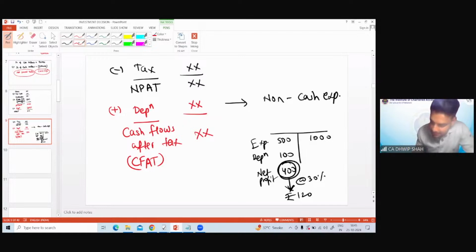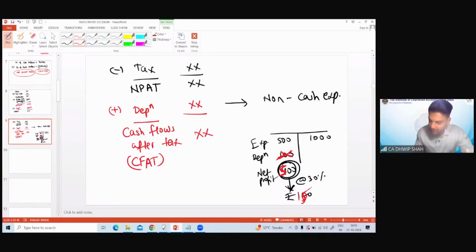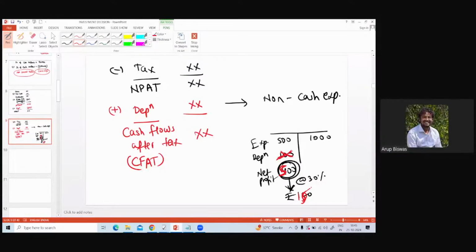Now, let's assume this 100 I don't have. There is no depreciation. So can I say my net income would be 500, and I have to bear the tax on 500 at 30%, which would be 150. Are you getting this? Because had the depreciation been there, my tax would be reduced.